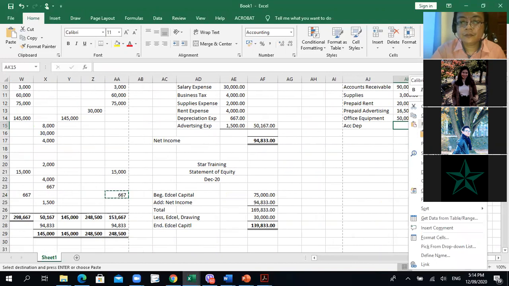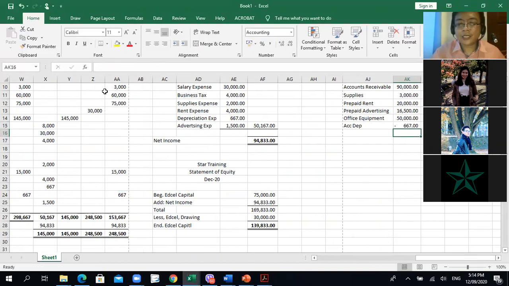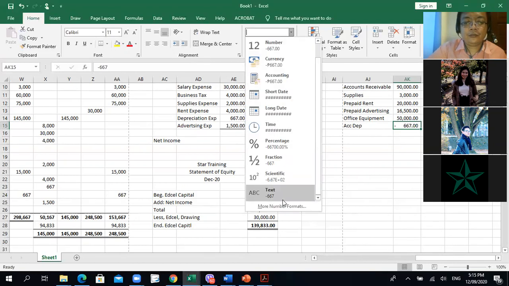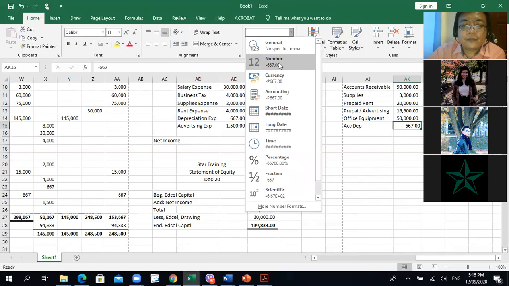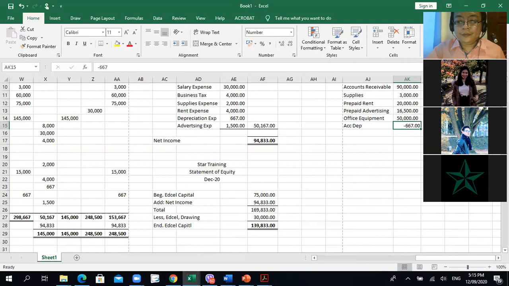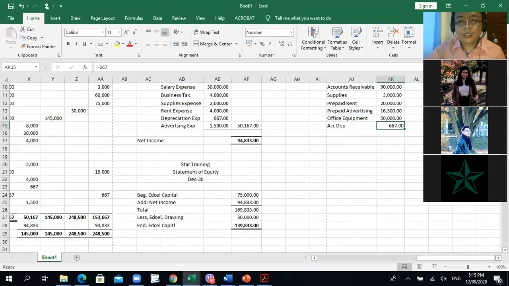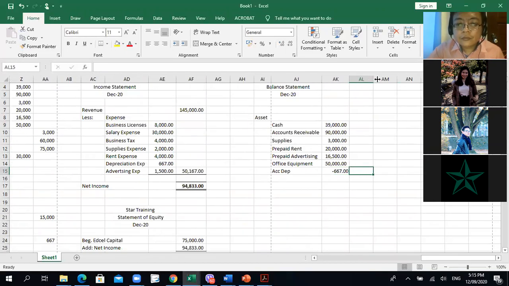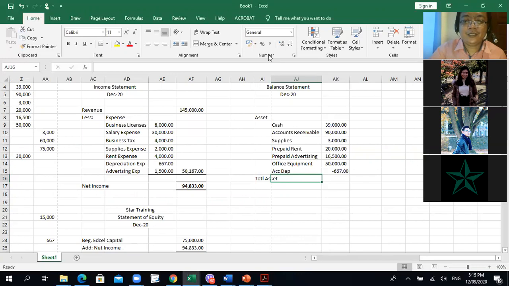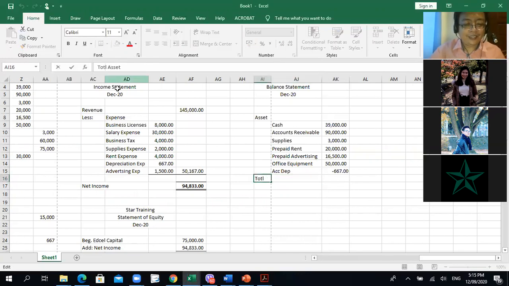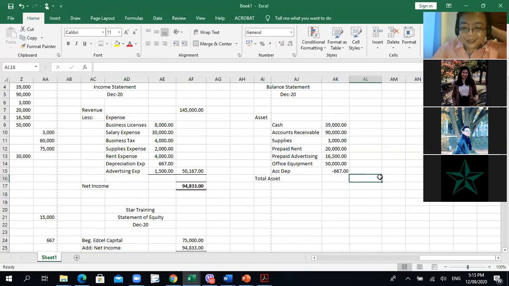Alright. Should be minus. Why minus? Kasi it is a contra asset in terms of the office equipment. Okay, parang negative sign. Or anyway, basta negative to ha. It is negative. Alright. So what else? Wala na. This is your asset. So total asset. How much? Off ako ng 2,000s. Okay. No worries. Off ka ng 2,000. Alright. Yan yung nawawala. Anyway. Sum.